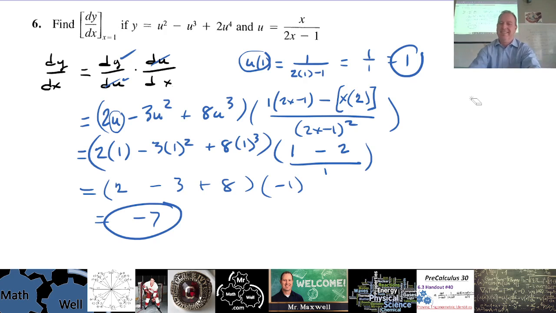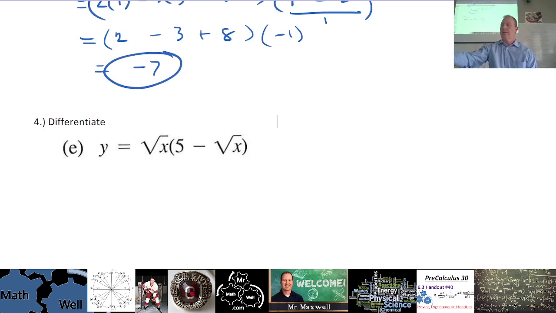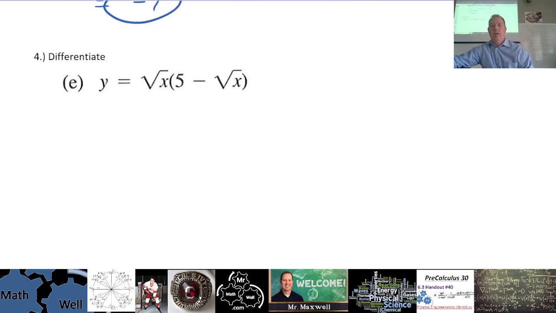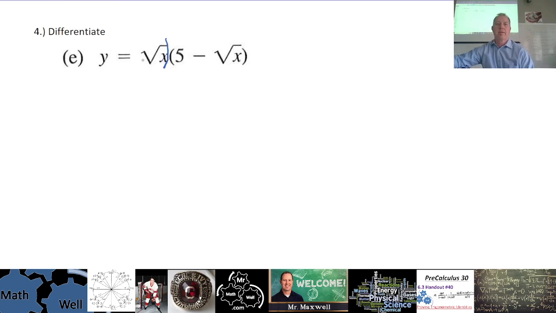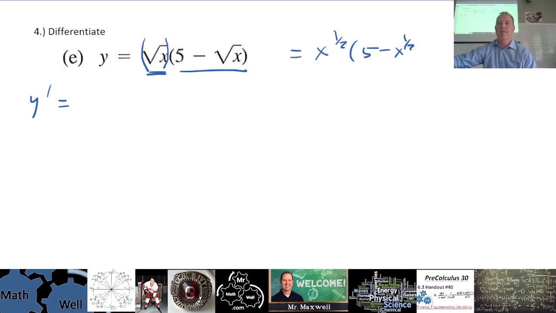All right, so 4E on the 2.9 says differentiate this. So this is a product of two functions, this function 1, this function 2. So you want to do the product rule. I'll walk it through with you. Do you want to rewrite this as x to the 1/2 maybe, 5 minus x to the 1/2? That might make it a bit easier.